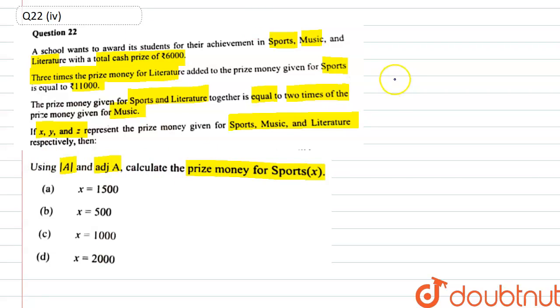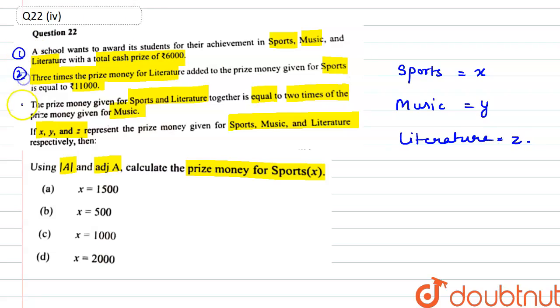So here we have to assume that the prize money for sports is X, for music is Y, and for literature it is Z. We have been given 3 statements, so we can make 3 equations from these. If we look at the first statement, the sum of these 3 is equal to 6,000. That means our first equation will be X plus Y plus Z is equal to 6,000, equation 1.